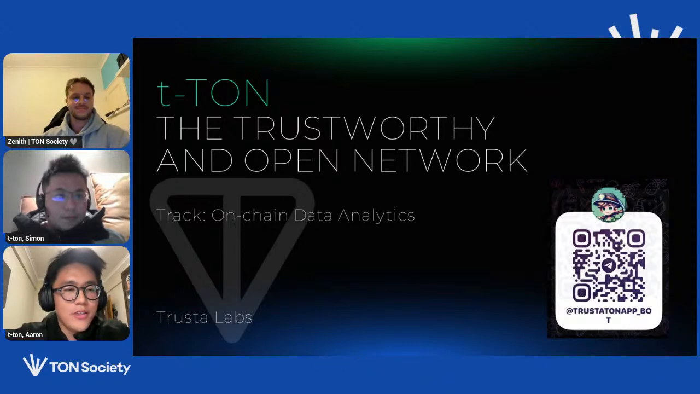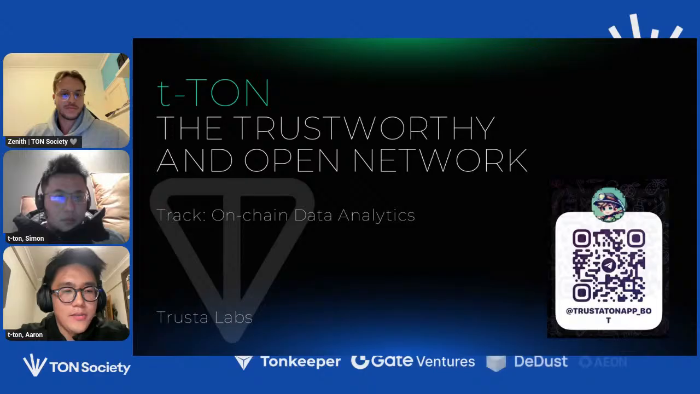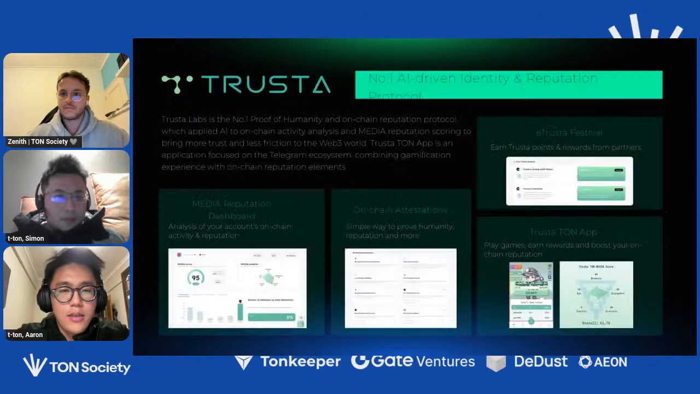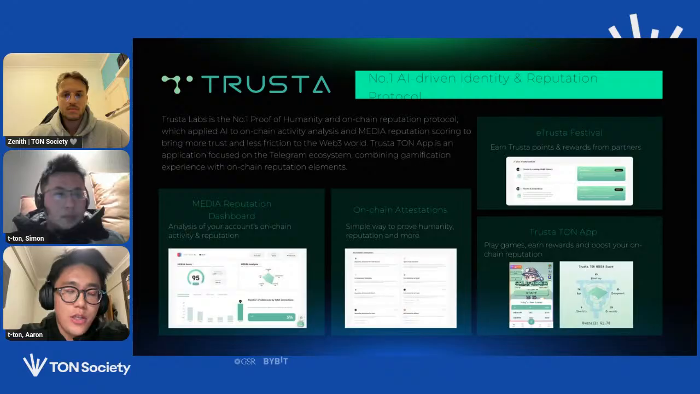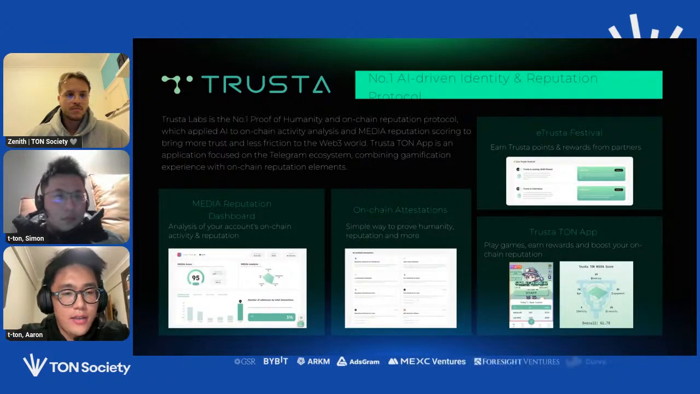Greetings all. Our project is Teton, which is aimed to enhance Ton with an important feature, namely trustworthiness, and we have chosen the on-chain data analytics track. My name is Aaron. I'm the speaker today, and our CTO, Simon, is also on the stage. I'm part of Trust Labs, the AI-driven proof of humanity and on-chain reputation protocol. At Trust Labs, we apply AI to on-chain activity analysis and reputation scoring, creating more trust and less friction in the Web3 world.